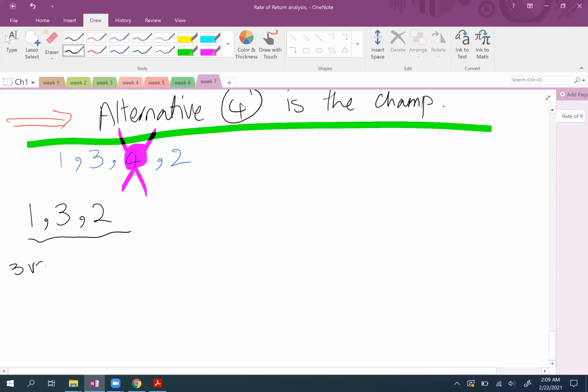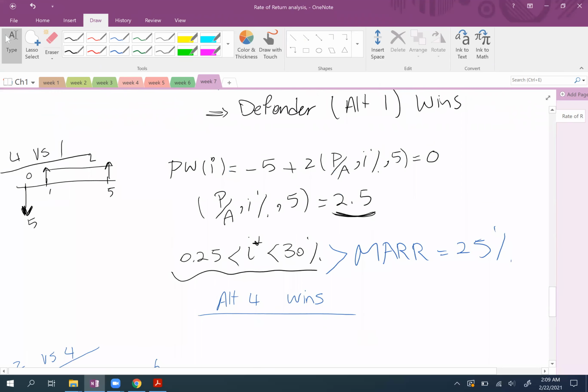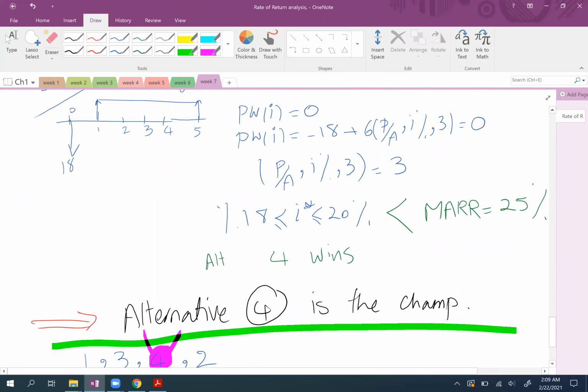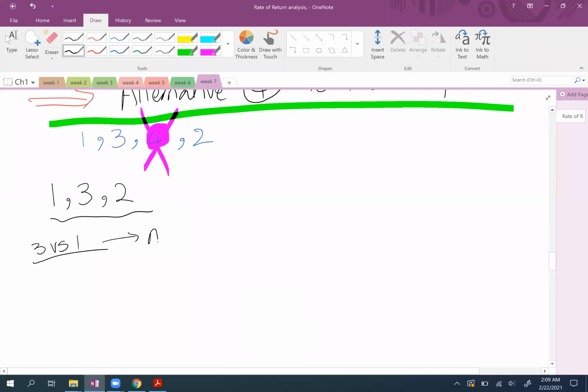So 3 versus 1. 3 versus 1, we have already done it. I will not repeat the work. 3 versus 1 gave us the conclusion that alternative 1 wins. So I will say alternative 1 wins. So I will eliminate 3. The next thing that we have to do is 2 versus 1.